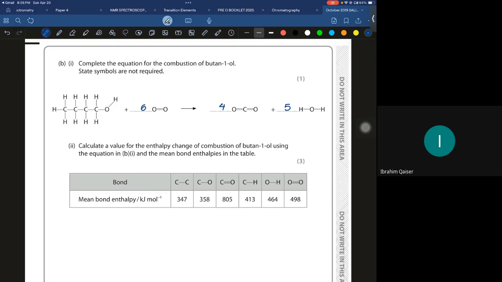What's the answer? I got -2,512 joules. I got -2,512. Different answers. Sir, can you explain how to do this? Okay.